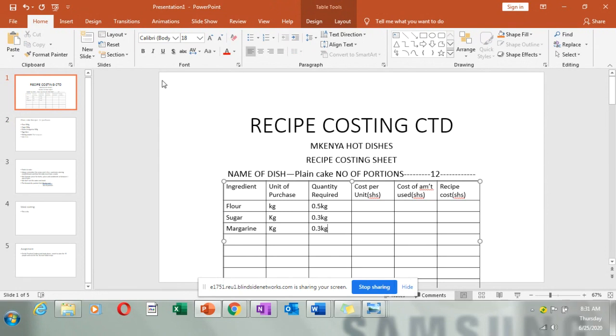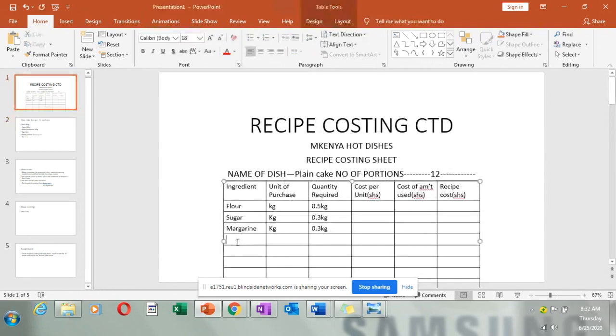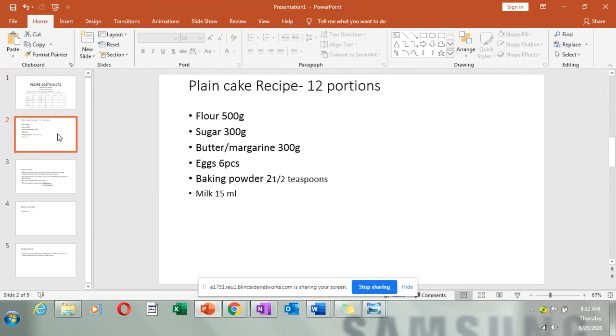We also have eggs. Maybe sold in a tray. And then you need 6 pieces. Then we have baking powder. How much was the baking powder? 2.5 teaspoons.